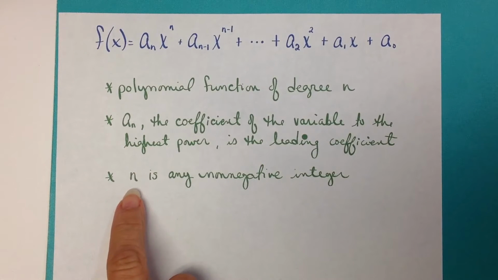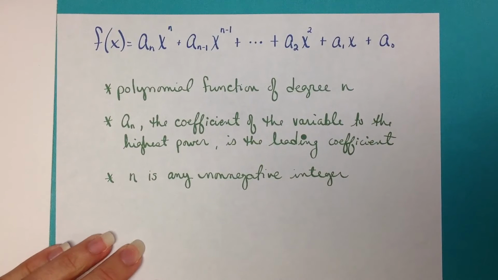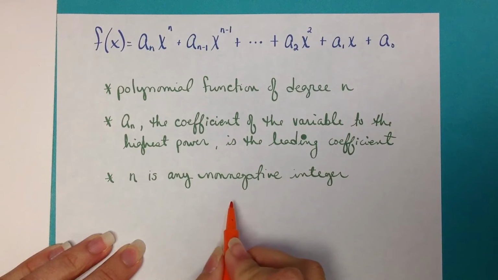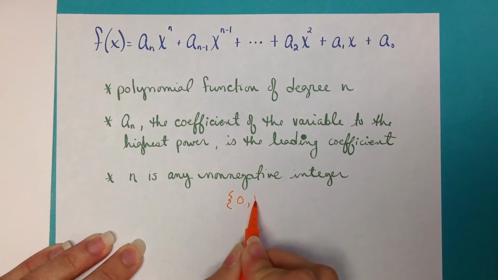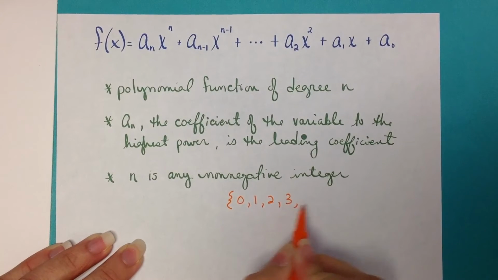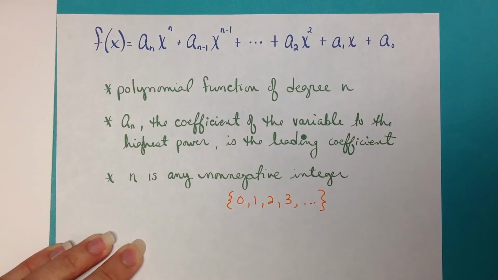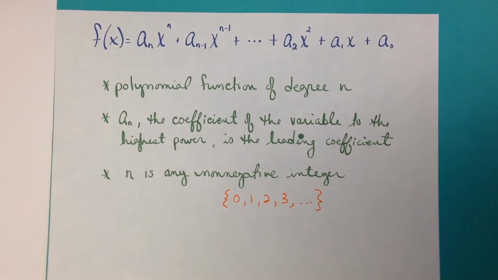Now the n, of course, which is what they're using as the exponent, refers to it as being any non-negative integer. Now a non-negative integer is basically your whole numbers. That would have to be 0, 1, 2, 3, and so on. So that would be, like I said, non-negative integers. Okay, next.